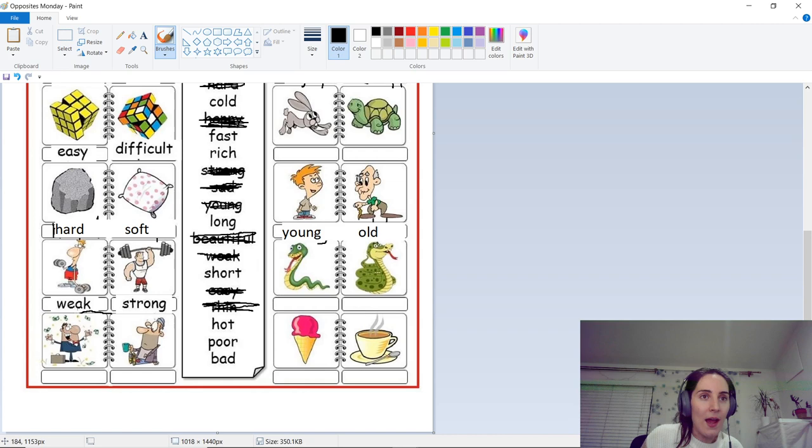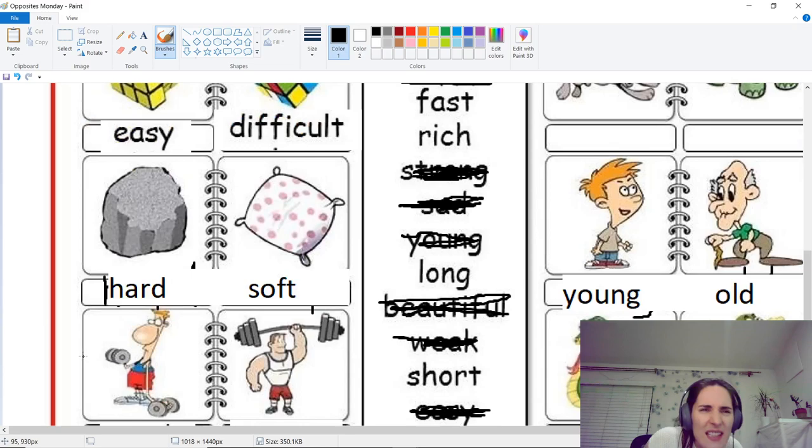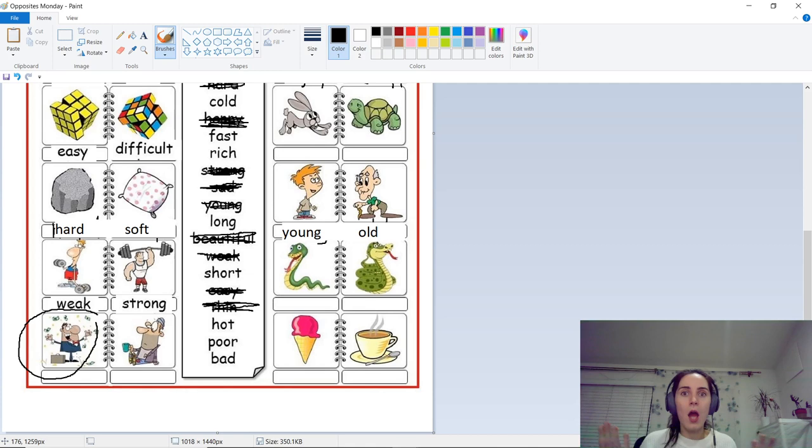Down here. This man, if you can see, maybe not, he has a lot of money. Money, money, nice clothing, delicious food. What is he? Is he strong?